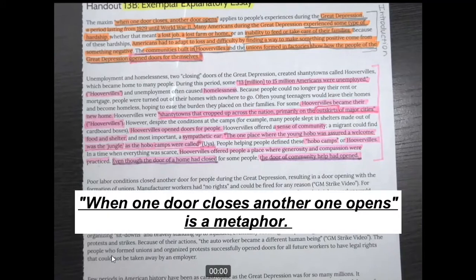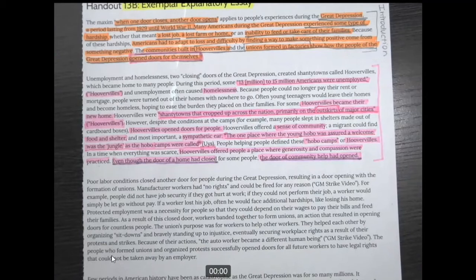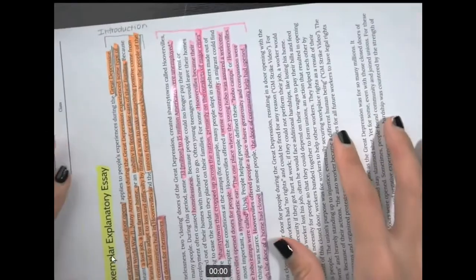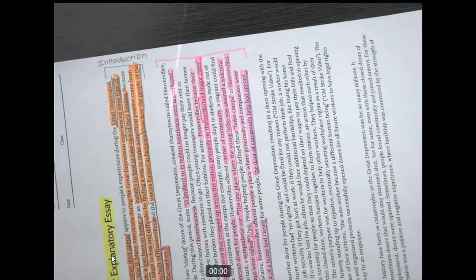We're talking about how people had so much that was happening to them, and they might have felt as if one door was closing, but then some had these helping hands for their community. So that idea of helping others during this difficult time had opened. So that is our body paragraph.